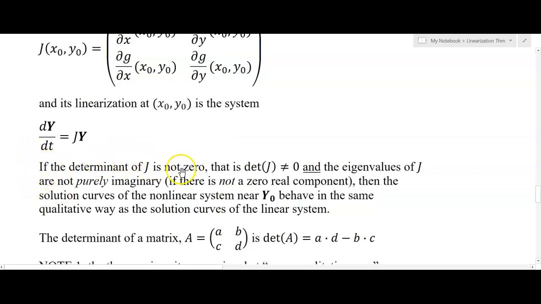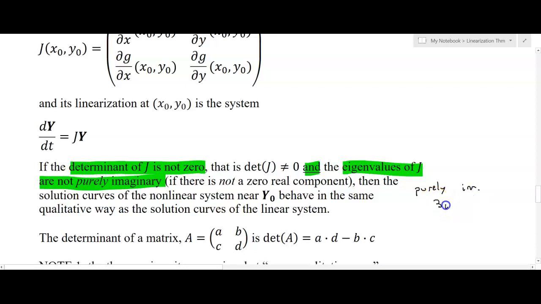This is a valid linearization as long as two things hold. The determinant of J is not 0, that is the notational way to write it, and the eigenvalues of J are not purely imaginary. So for example, purely imaginary would be if I wrote 3i. But something that is not purely imaginary would be something like 2 plus 3i. So here you have a non-zero real part and an imaginary part.